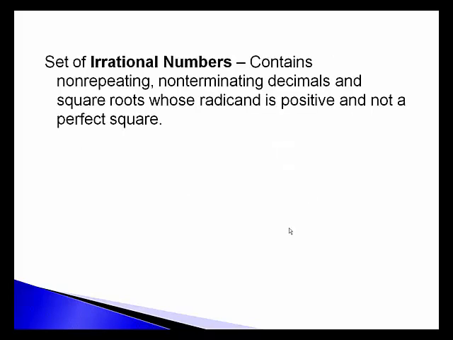Our next set is the set of irrational numbers. This set contains non-repeating, non-terminating decimals and square roots whose radicand is positive and not a perfect square. Once again, I cannot list them all for you, but I can give you some examples. The first examples are pi and e. Those are the non-repeating, non-terminating decimals.